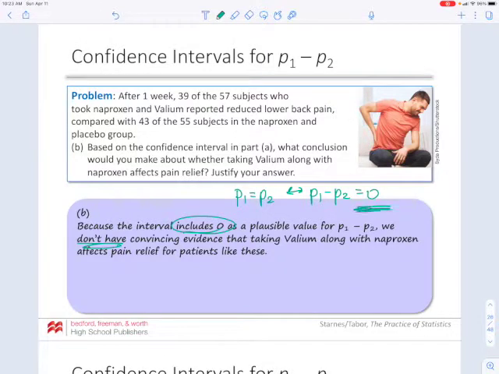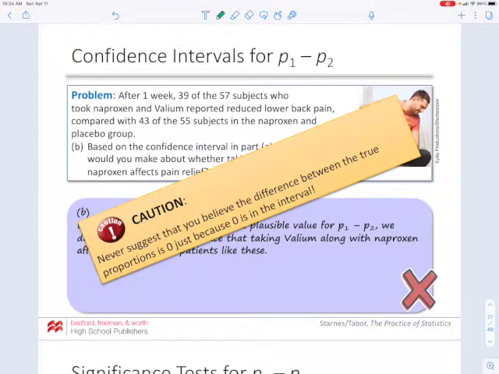So this is the claim that there is no difference. If we get 0 in our interval, then we do not have convincing evidence that there is a difference between the two groups. If 0 was not in our interval, then we would have evidence to suggest there is a difference. So never suggest that you believe the difference between the two proportions is 0 just because 0 is in the interval. It's just plausible that there is no difference.